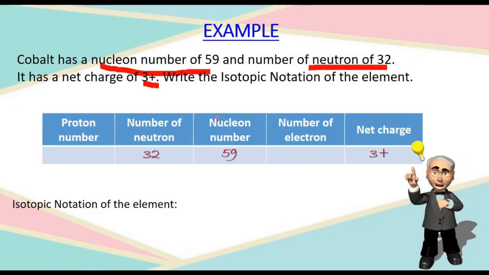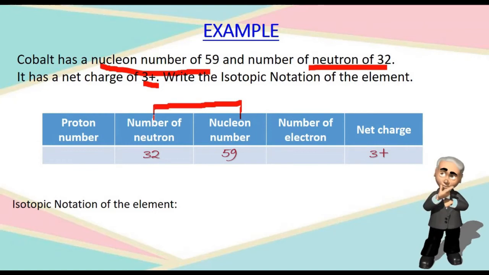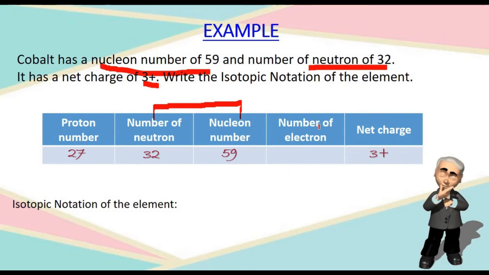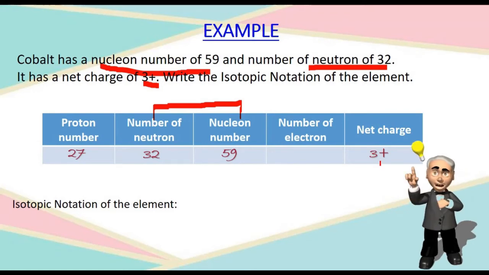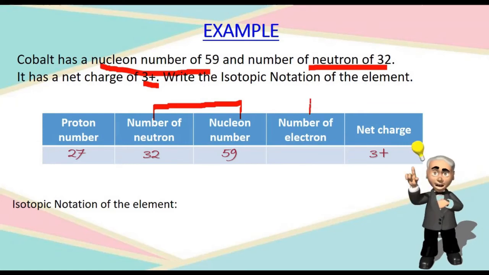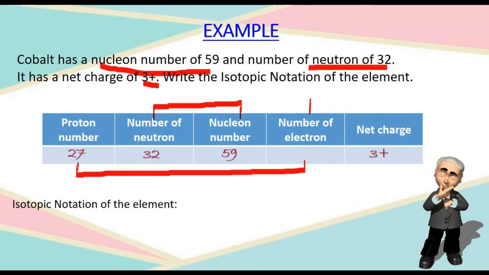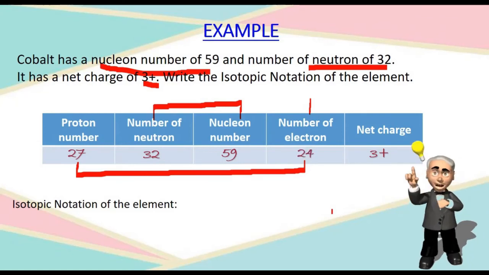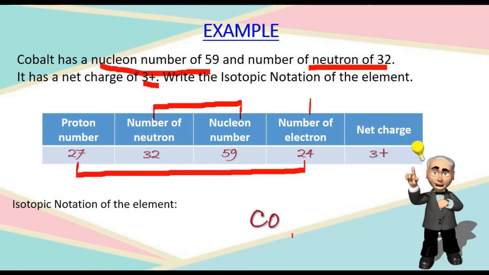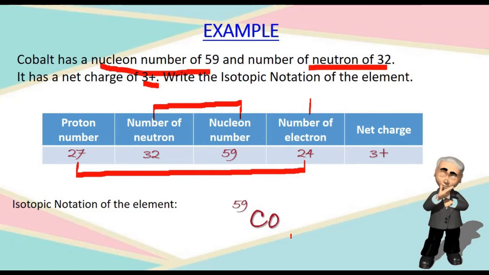To get the proton number, we need to use the nucleon number, deduct the number of the neutron, that is 59 minus 32, so we have 27. To check the number of the electron, we need to check the net charge. This is a positively charged ion with 3 positive. Means the number of the electron must be less than the number of the proton. So the number of the electron for this ion is 24 to give rise to the 3 positive charge. Isotopic notation of this element: Co, the symbol of the cobalt, nucleon number 59, proton number 27, and the net charge of 3 positive.